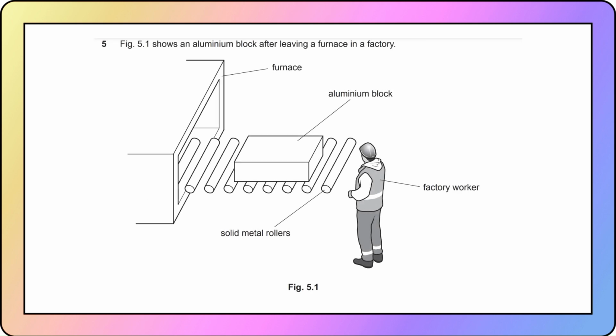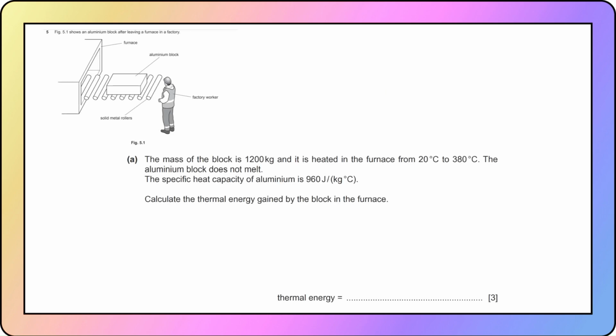Figure 5.1 shows an aluminium block after leaving a furnace in a factory. The mass of the block is 1,200 kilograms and is heated in the furnace from 20 degrees Celsius to 380 degrees Celsius. The aluminium block does not melt. The specific heat capacity of aluminium is 960 joules per kilogram per Celsius. Calculate the thermal energy gained by the block in the furnace.